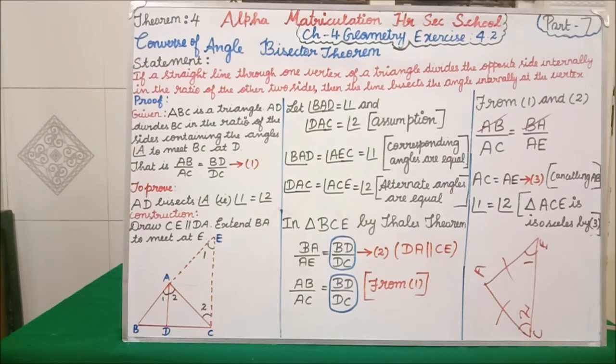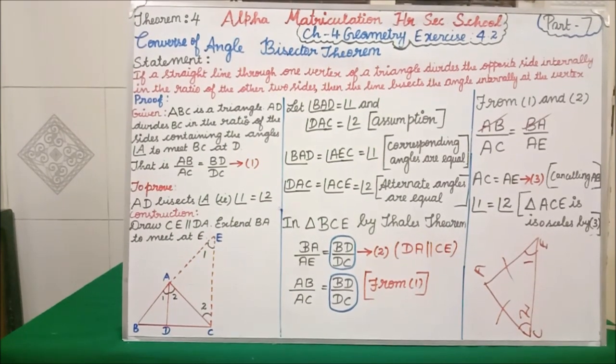Clear? So angle 1 is equal to angle 2. Clear all of you now? In a triangle, if the two sides are equal, then the triangle is isosceles, and then the two angles are equal. So now we have proved angle 1 is equal to angle 2.